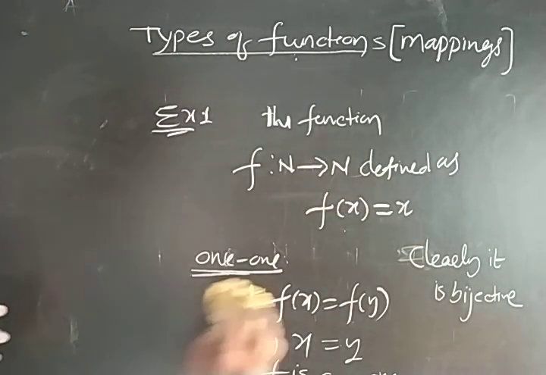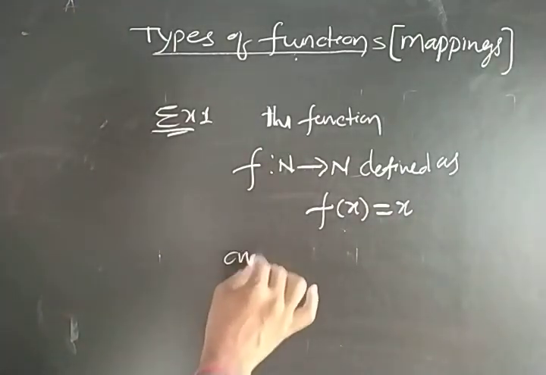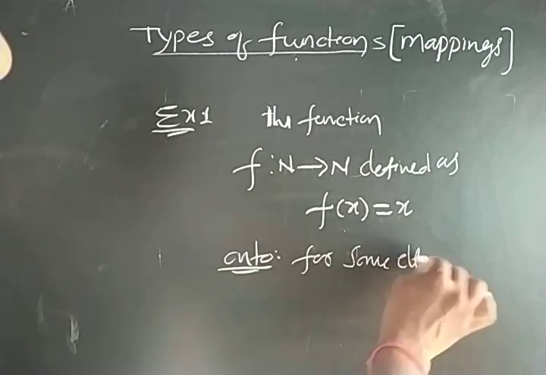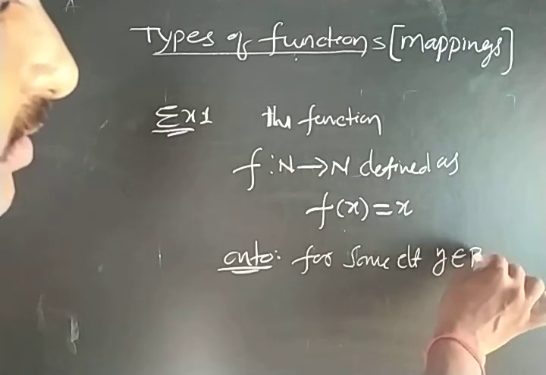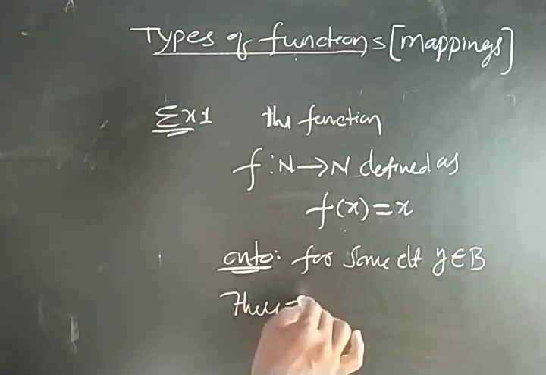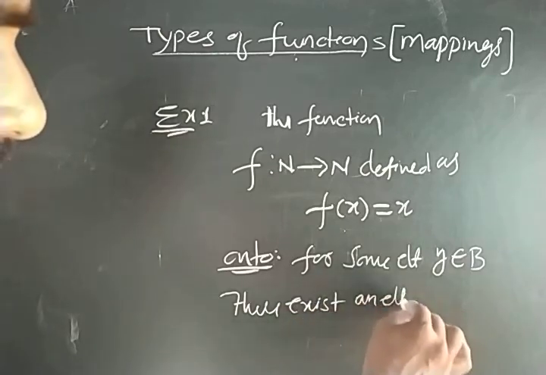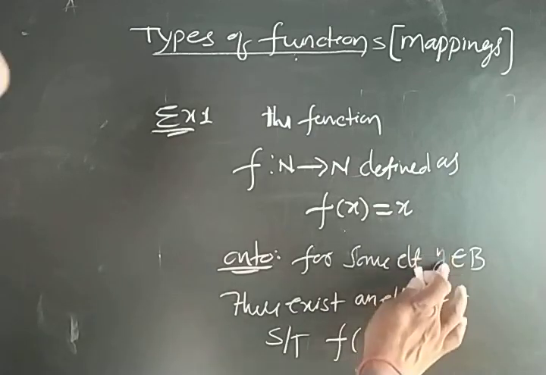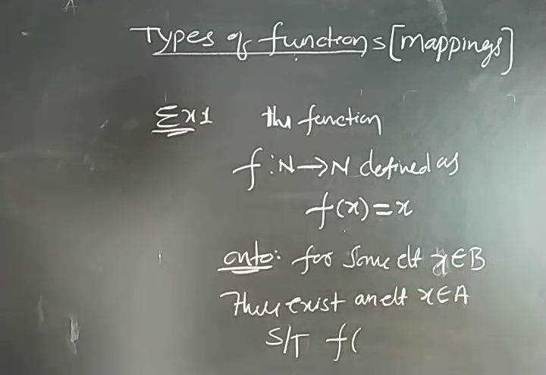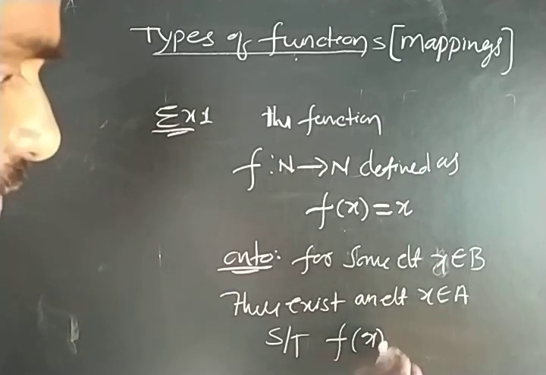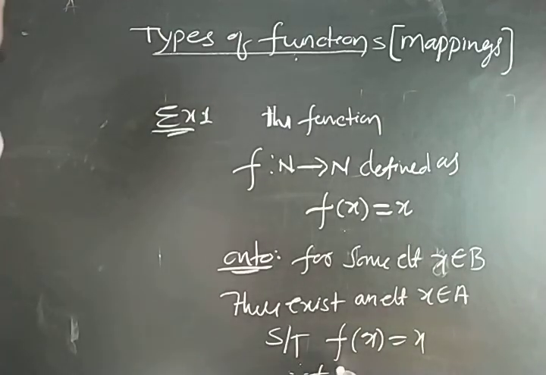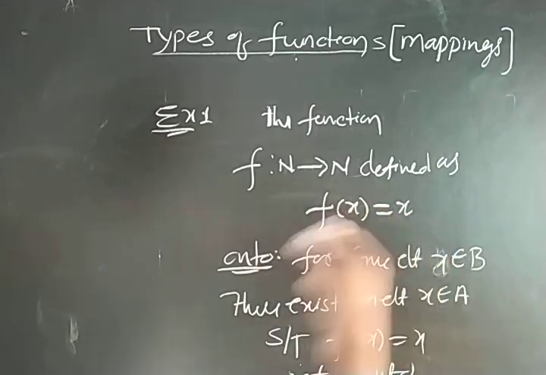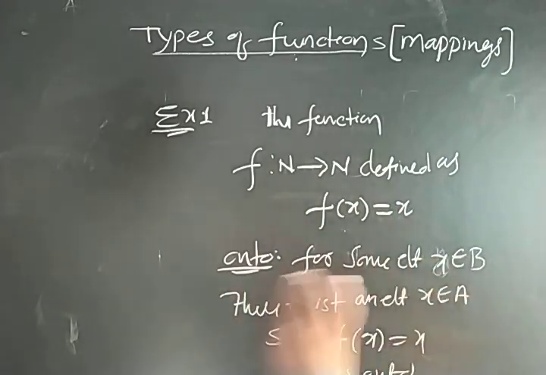Right. For onto, what is the condition? For some element y belonging to the codomain B, there exists an element x belonging to A, such that f of x equal to y. This is onto, therefore f is onto. See here, I wrote the onto definition directly. Why? Because I concluded diagrammatically from N to N that it is onto. If you concluded it is onto, then you directly write this definition.